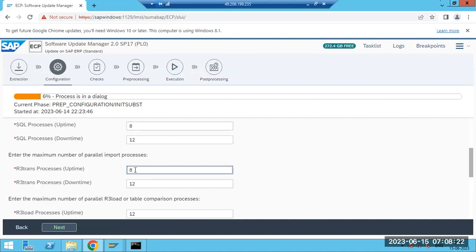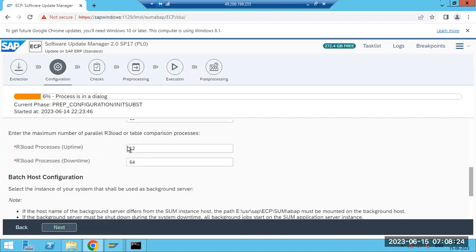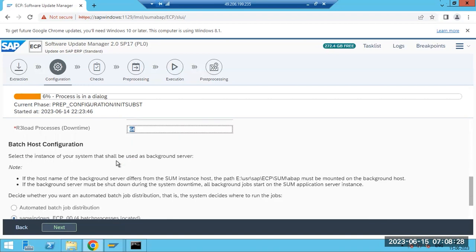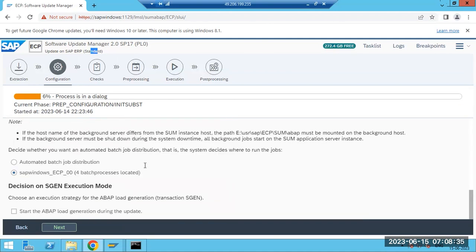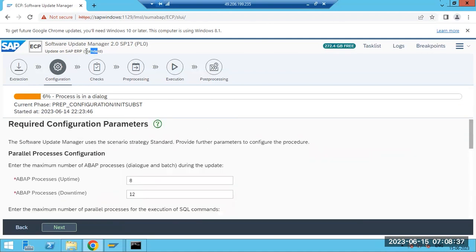Same as here, the R3 load process is also 12 and 64, automatically calculated by the system, and it's shown in the results here. So we can keep it. Why? Because we are using the standard, so we can keep the same resources. If you use the advanced, then there are more resources.